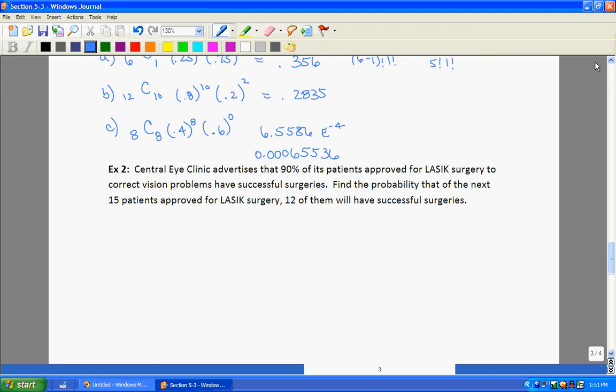Let's see what we have here. The number of trials is going to be 15 since 15 patients were approved. So I can say 15 choose, and we're interested in that 12 of them will be successful. The probability of a success is 0.9, and I want 12 of those to be successes. And the probability of not being successful would be 1 minus 0.9 or 0.1, and we're saying that the other 3 will not. So let's see what happens there.